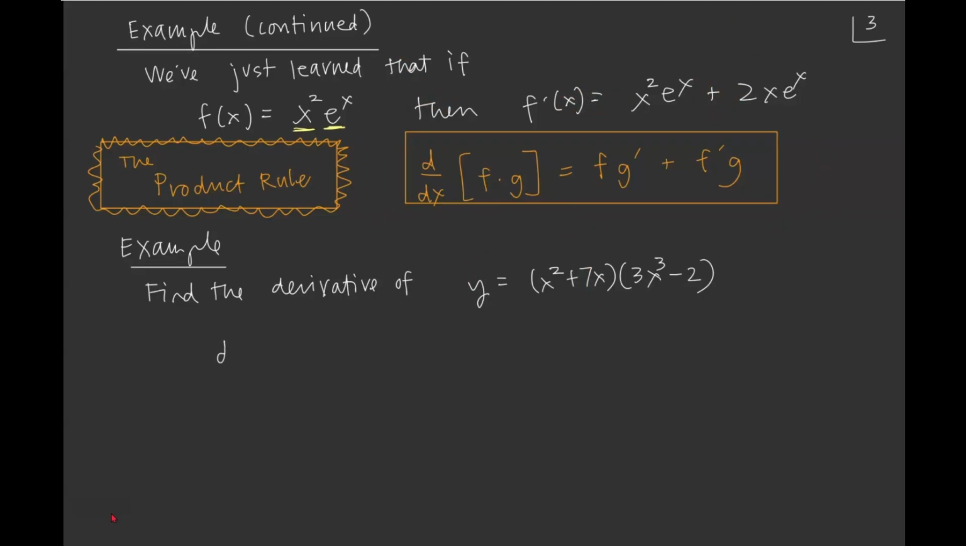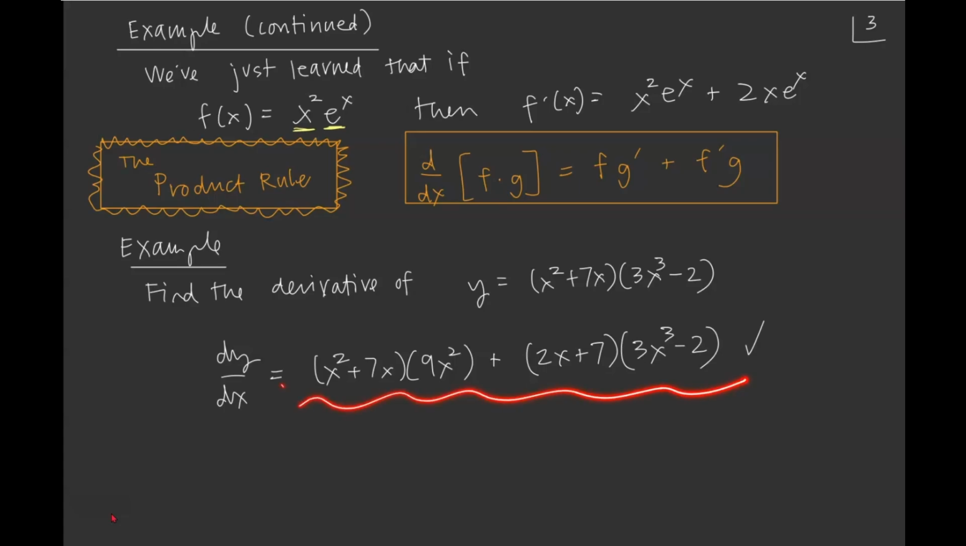So we'll say dy dx is just regular first, so that's x squared plus 7x, times the derivative of the second, which is 9x squared, plus the derivative of the first, 2x plus 7, times regular second. And that's it. This is the derivative of this guy here.